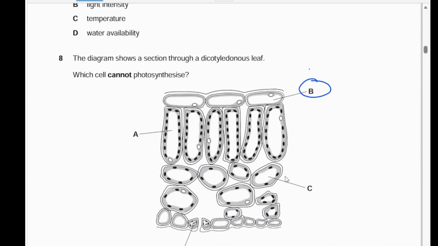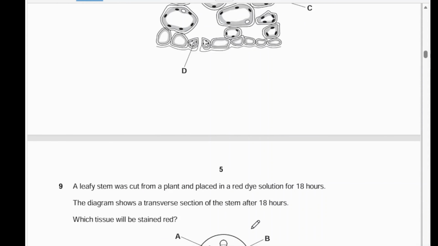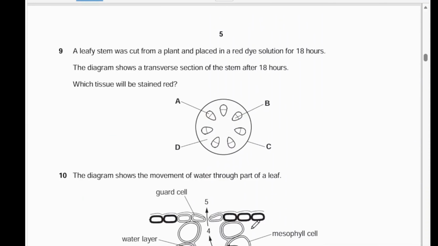Correct. Excellent. And what is the adaptation of D? These are guard cells. They control the opening and closing of stomata. Correct. Okay. A leafy stem is given.